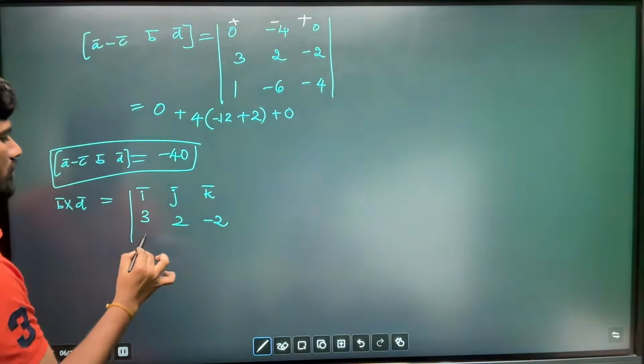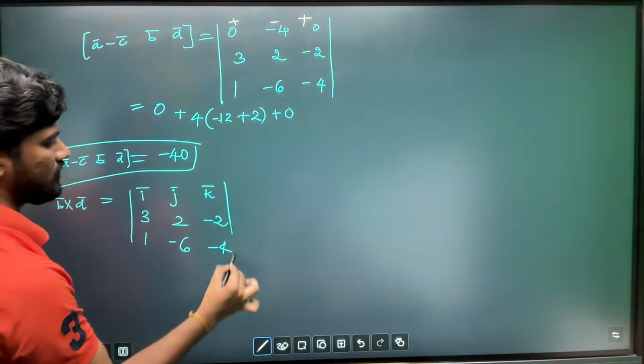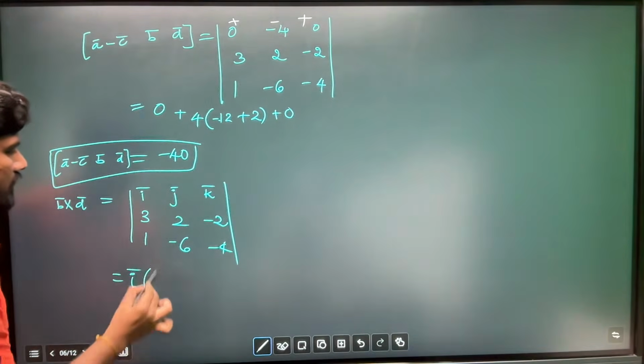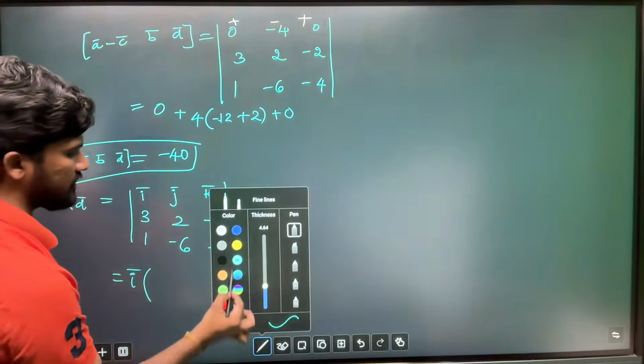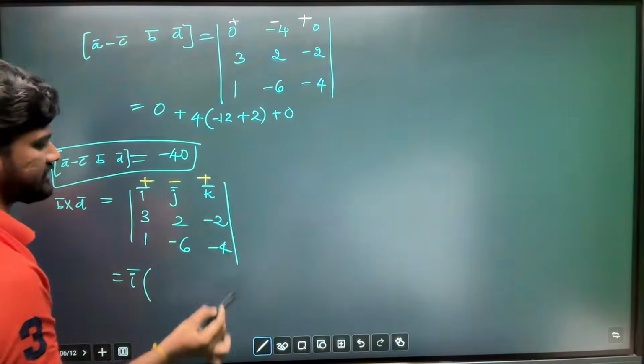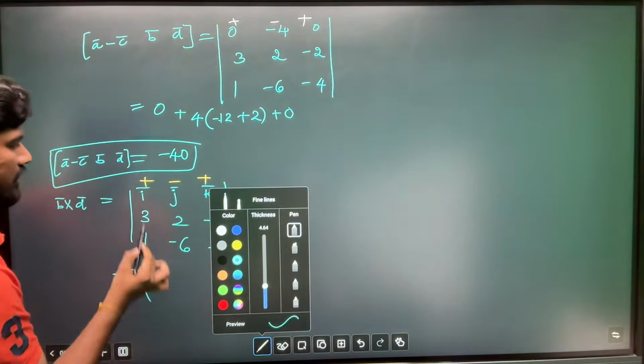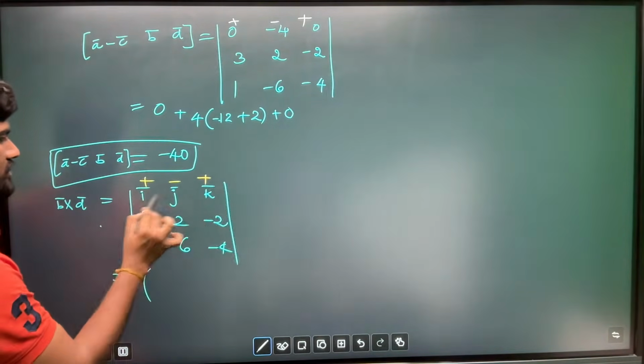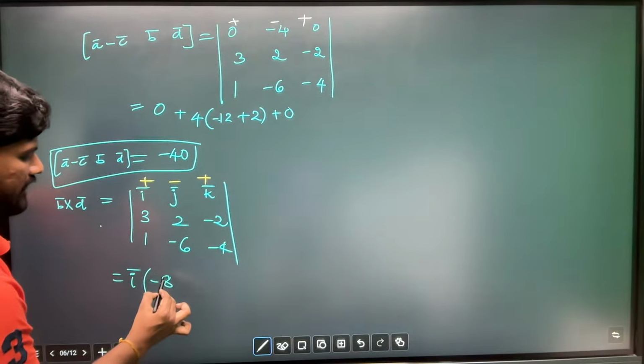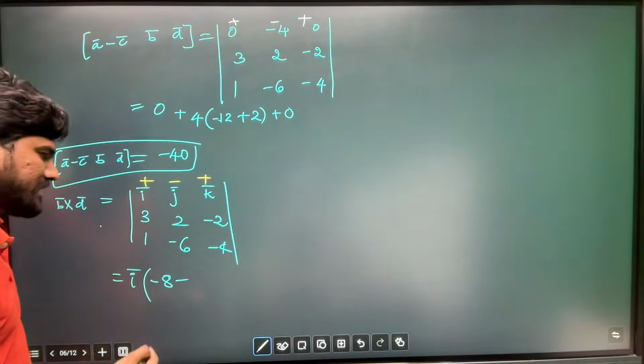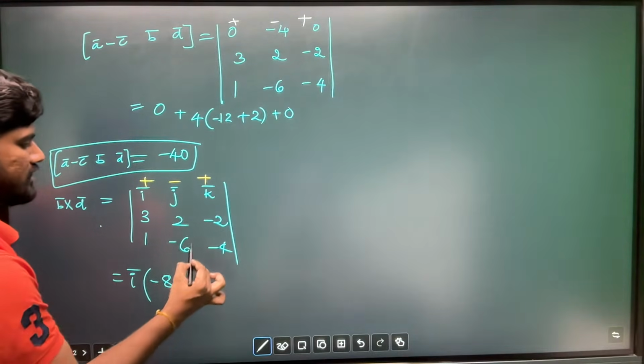D bar value is 1, minus 6, minus 4. Clear? So therefore, I bar: delete first row, first column. Same process as the determinant, plus minus plus. So you have to delete the first row and first column, then 2 into minus 4 minus 8, minus into minus plus, and one more minus 12.